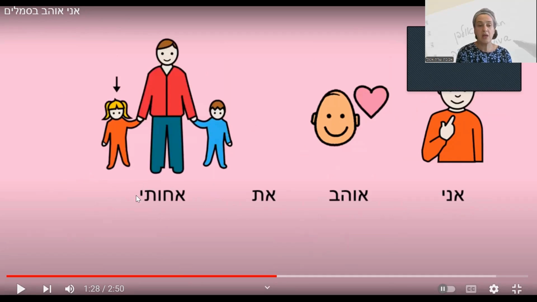Achoti, the i here at the end, indicates that it's my sister. And anything that we know the owner of, mine, his, hers, is again specific. Why do we say achoti and not ha'achot sheli? That's in another video which I'll be posting in the future.